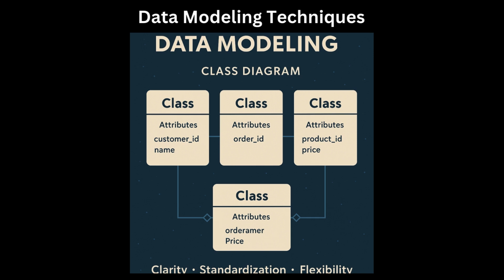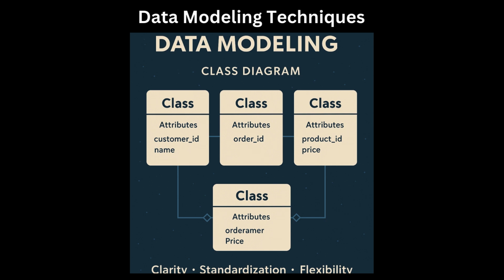UML, or Unified Modeling Language, is a standardized way to visualize the design of a system. In the context of data modeling, UML is used to describe data structures and the relationships between them. It provides a powerful way to create detailed and structured diagrams that help you understand and design your system's data architecture. UML diagrams include various types, but for data modeling, we primarily focus on class diagrams and object diagrams.